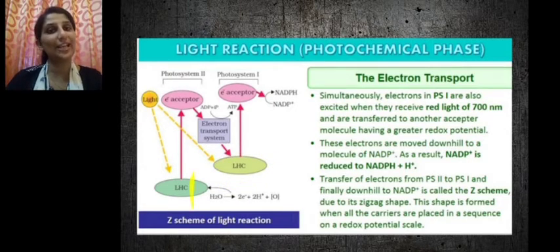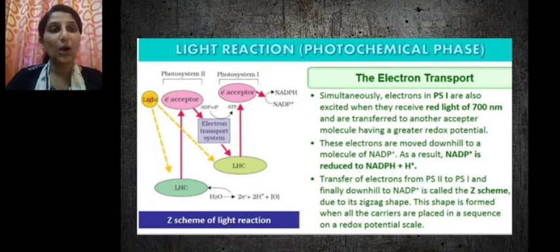The same reaction takes place which we studied right now over here. The electron gets excited and is accepted by an electron acceptor. And what is the specialty of this electron acceptor? It has greater redox potential when compared to the electron acceptor of photosystem 2. And after that, when it accepts the electron, it has to give off the electron.